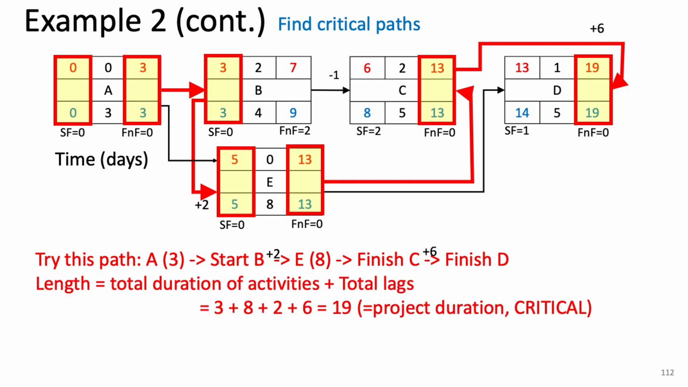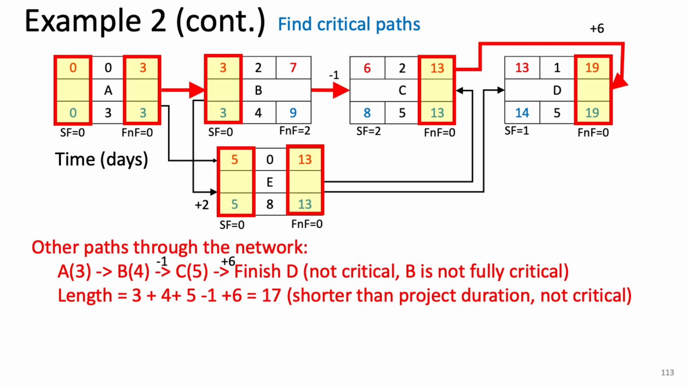To calculate the length, we add the durations of activities that the path fully passes through, like A and E, and include lag times or subtract lead times between activities. For this path, A and E are fully on the path, so we add their durations. 3, A's duration, plus 8, E's duration, equals 11 days. Then we add the lag of 2 days from start B to start E and the lag of 6 days from finish C to finish D. This gives us a total length of 3 plus 8 plus 2 plus 6 equals 19 days, which matches the project duration. So this is indeed a critical path.